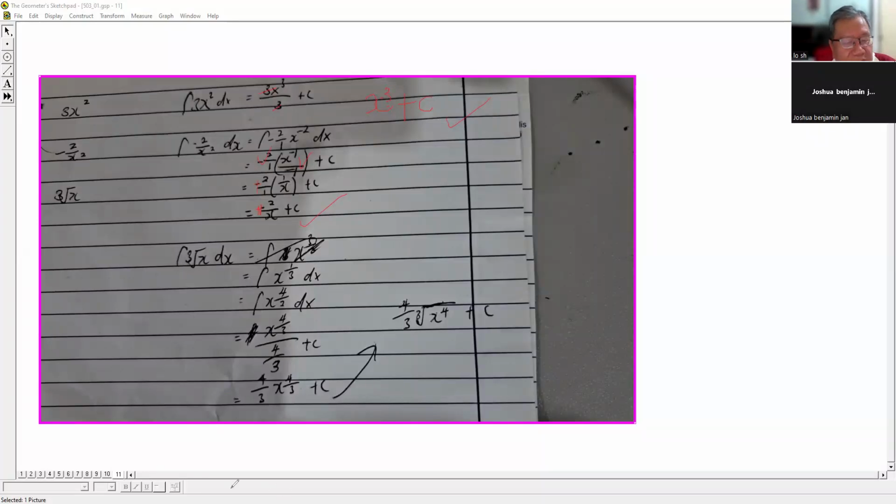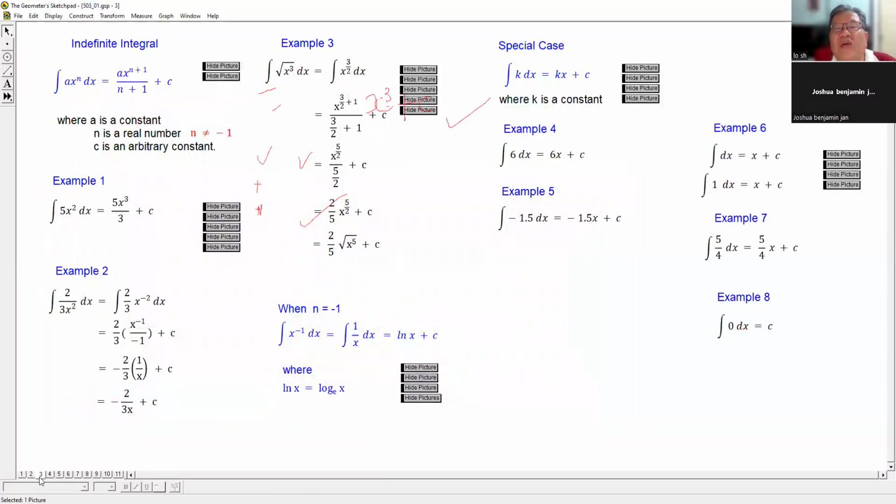This one I don't think is cube root. You just wait, I don't think it's cube root. I think it's 3 times x square root of x.